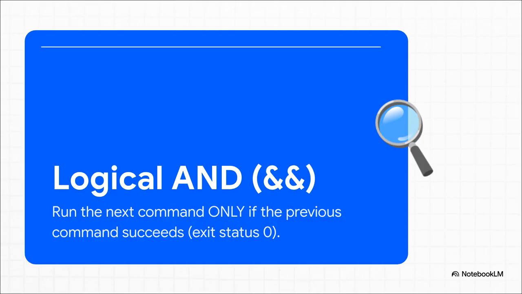Now we can start having some real fun. The double ampersand, or logical and, is how you create dependencies. You're basically telling the shell, hey, run this next command, but only if that last one was successful. This is absolutely crucial for any tasks that have to happen in a specific, successful order.